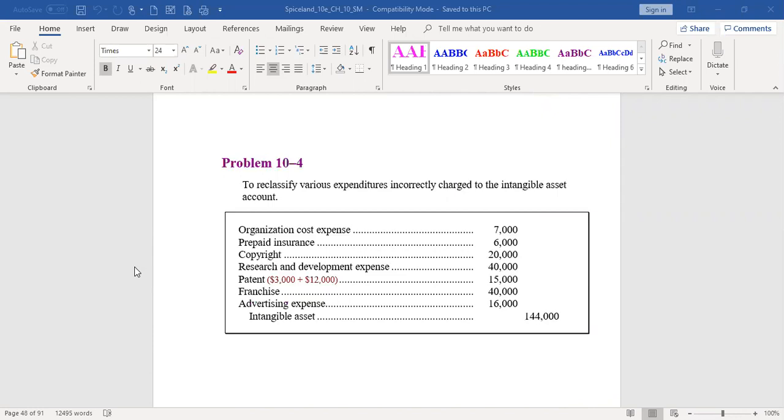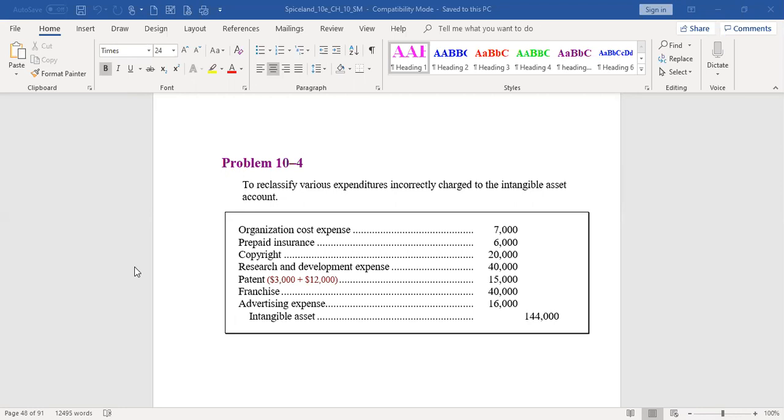When they pay the fire insurance premium for a 3-year period, that's a prepaid insurance. It's a whole different asset, right? When they purchase a copyright, they'll debit the intangible asset account, copyright. Research and development costs are an expense. We've talked about that. Debit research and development expense for $40,000.